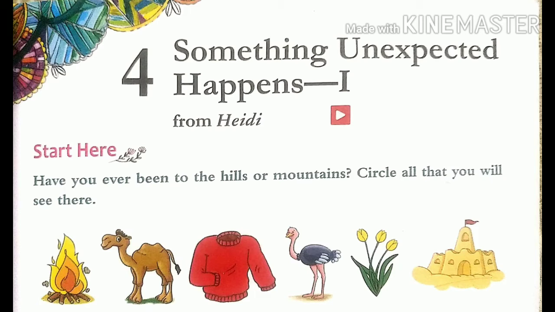Now look at the first one. What is the first picture? It's a picture of a fire. Second, picture of a camel. Third, picture of a sweater. Fourth, it's a picture of an ostrich. Fifth, picture of a flower. Sixth, picture of a sand castle. So among these, you have to circle those that you see on hills or mountains.